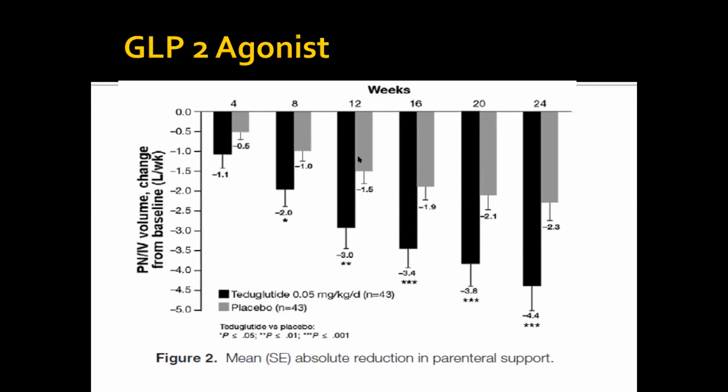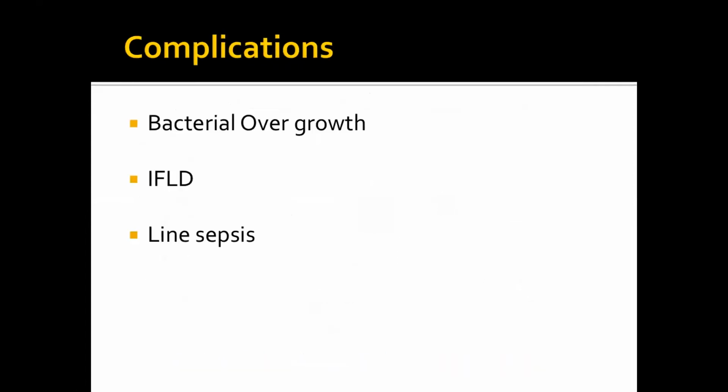Now, somebody will ask, even the placebo group improved. Yes, they will improve because they have natural GLP-2 hormone, but the amount is not enough to induce the hyper-accelerated adaptation compared to that we saw in the treatment group. So what are the complications we see from medical treatment, TPN and enteral feeding in patients with short bowel syndrome? Those are the 3 most common complications: bacterial overgrowth, intestinal failure liver disease, and line sepsis. And all these are potentially life-threatening complications. We take them one by one.